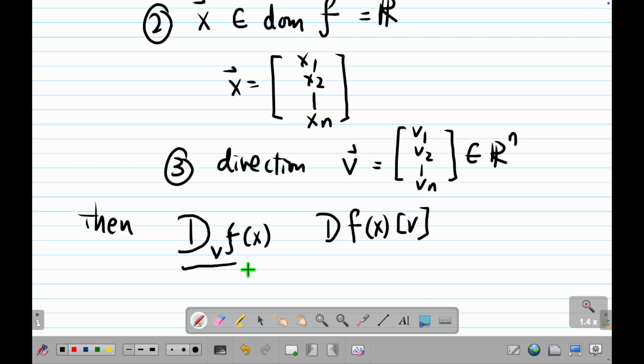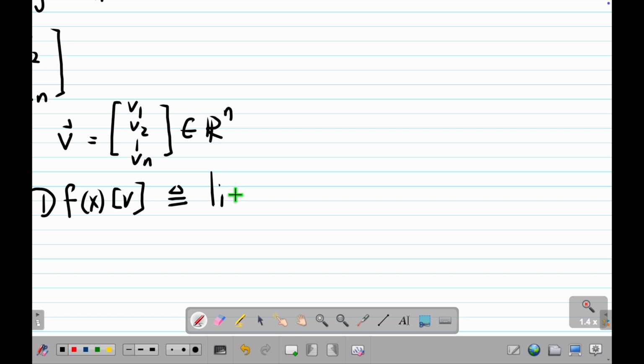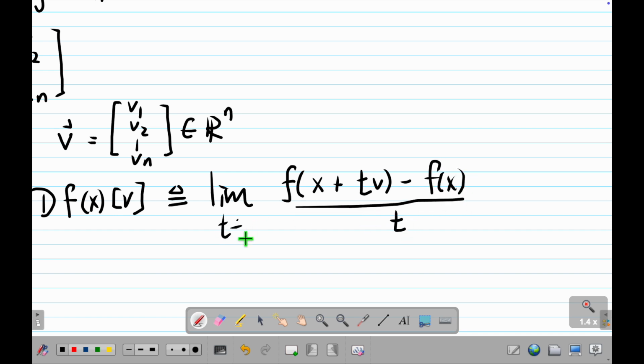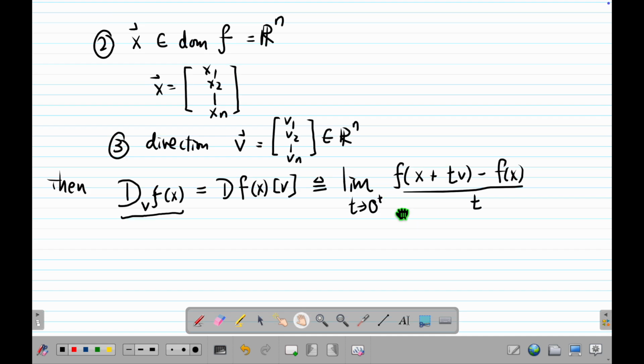Okay, I will use this one. They are the same, so just write equal. It's defined as what? Define, I put a triangle here, is the limit, okay, and then what? Function f, x plus tv minus f(x), divided by t, as t goes to 0 from the right. So this is the directional derivative.